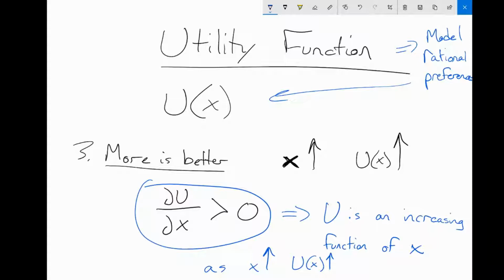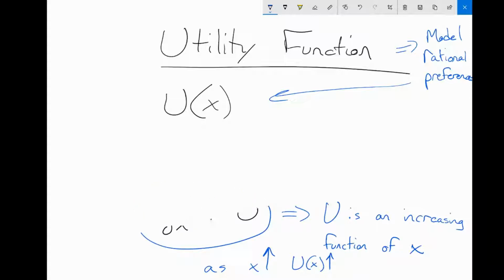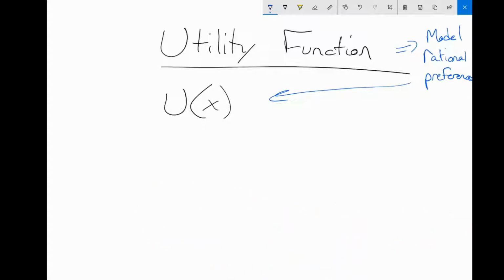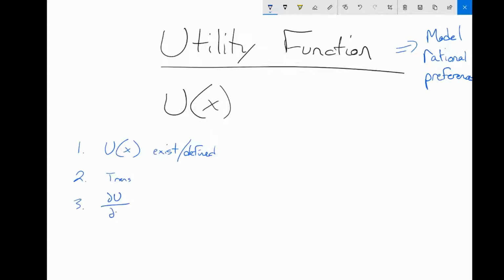Okay, so here are some characteristics. Let's summarize. What are the characteristics that u of x needs to have? One, u of x needs to be defined. It needs to exist, or we could say defined for the relevant values of x. It needs to satisfy transitivity. I'll just write that, transitivity. And it needs to be an increasing function of the good or the action. All right, so the derivative needs to be positive.